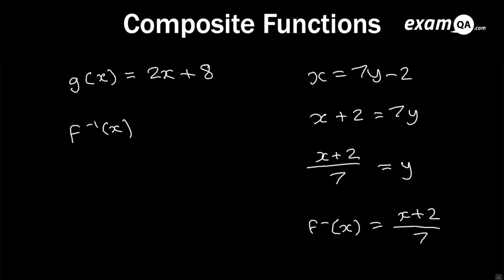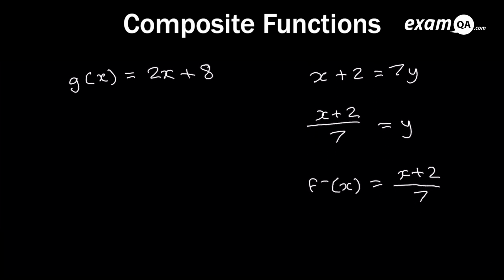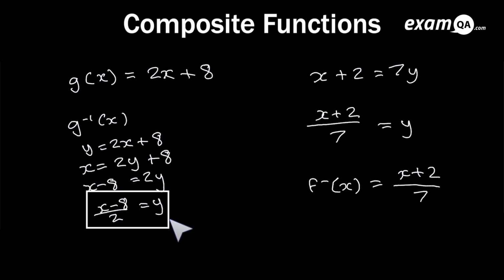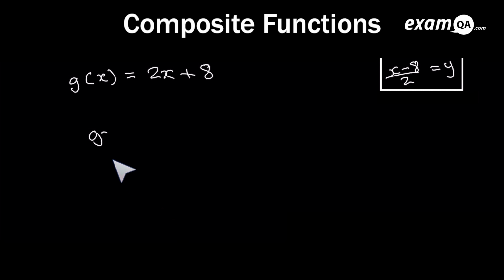Let's try one more example. We're going to do it now with g(x). So we're going to work out g inverse of x. So we have g(x) equals 2x plus 8. To start off, we're going to write y equals 2x plus 8. And like I did before, we'll just swap the x and the y. So what you're doing is where it says x, you write y, and where it says y, you write x. Now simply make y the subject again. And you've got your inverse. And now you can write g inverse is x minus 8 all over 2.